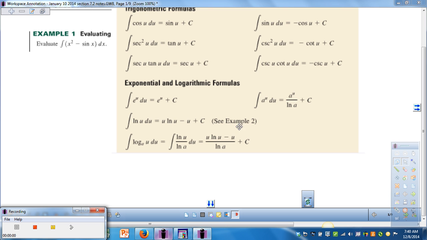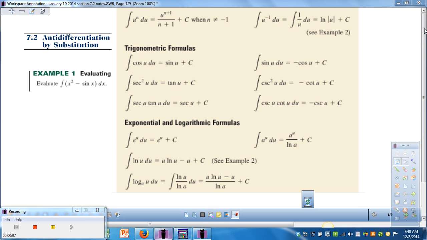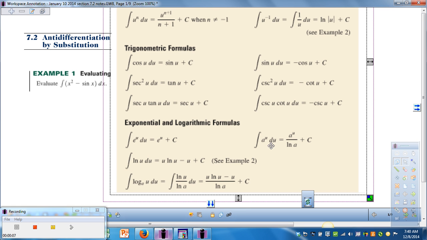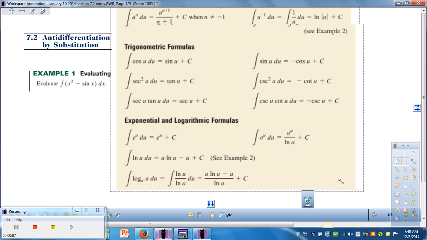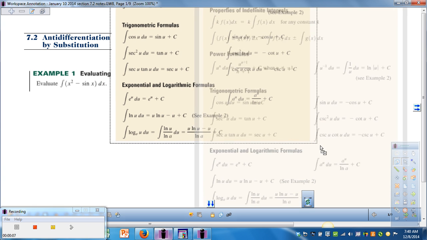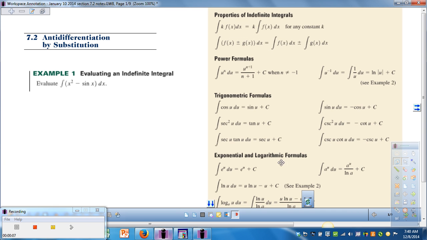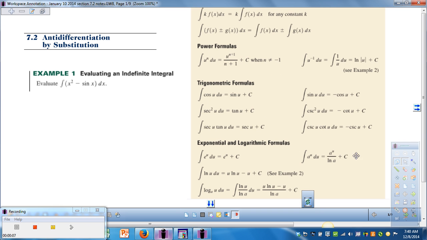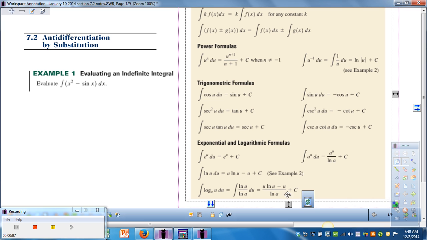Right, so we are starting with section 7.2. And as I said, we have all of our integral rules that we should be able to use for now. What we look at today is what's called integration by u-substitution.